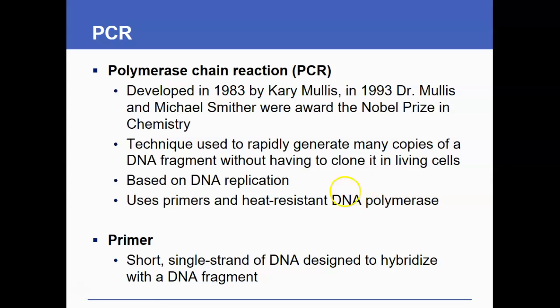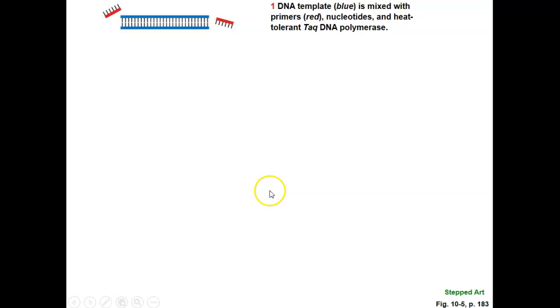This was actually one of many Nobel Prizes awarded to the tools that we've been describing, including restriction enzymes. But this was actually a Nobel Prize that was awarded for discovering a technique. And what polymerase chain reaction does is it allows us to amplify a particular section of DNA.